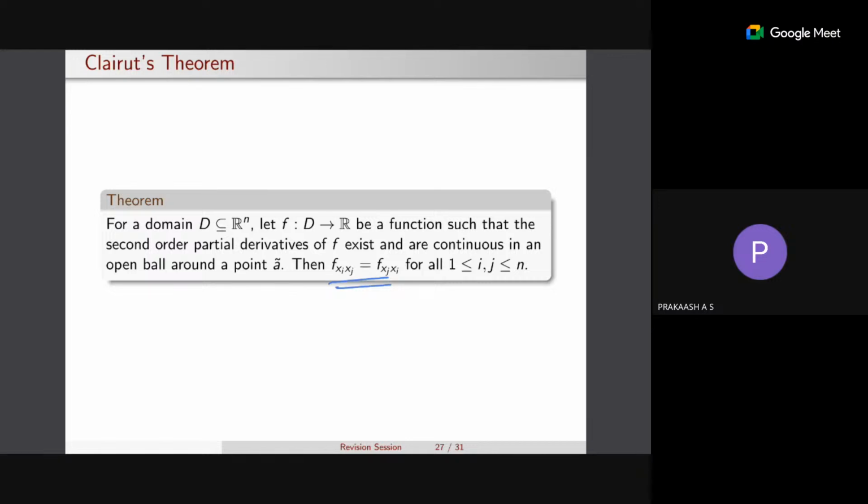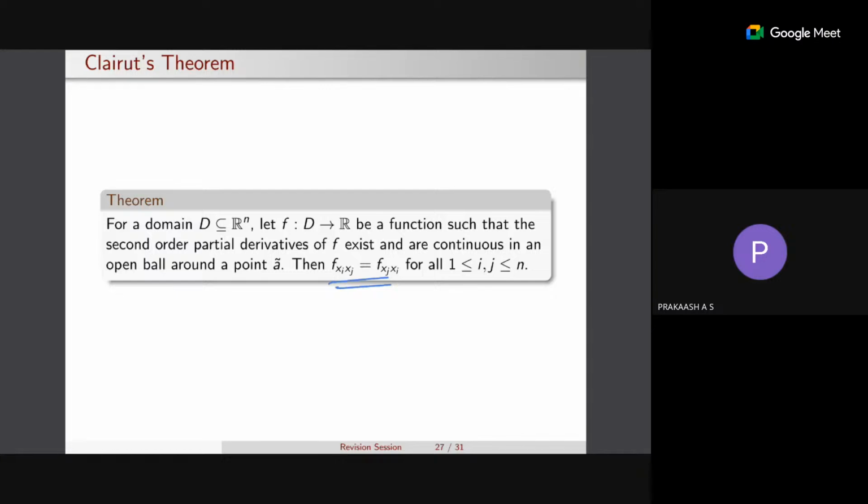If it is symmetric, then only the mixed partial derivatives are equal? No. If the mixed partial derivatives are continuous, then this Hessian matrix is symmetric. I mean, it's an if and only if. If it is not symmetric, sometimes the mixed partial derivatives may not be equal.